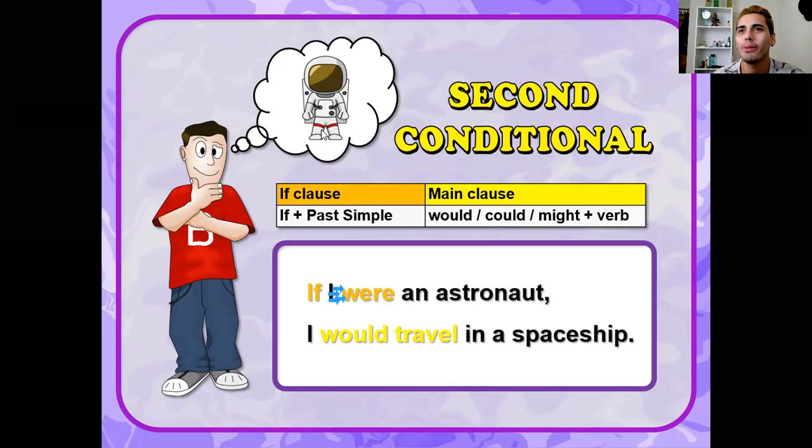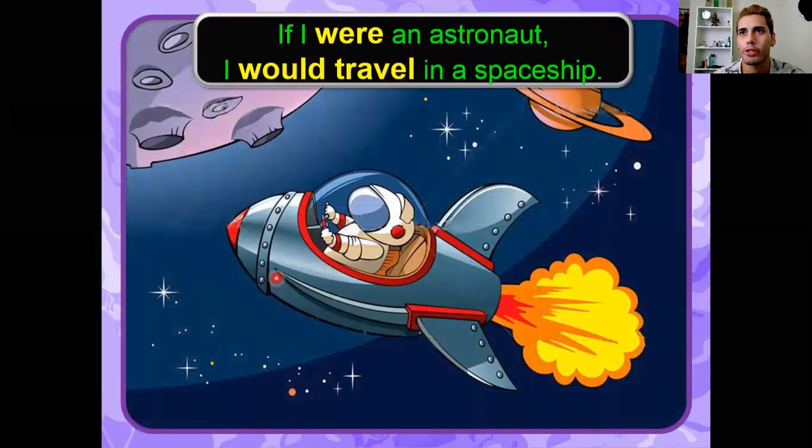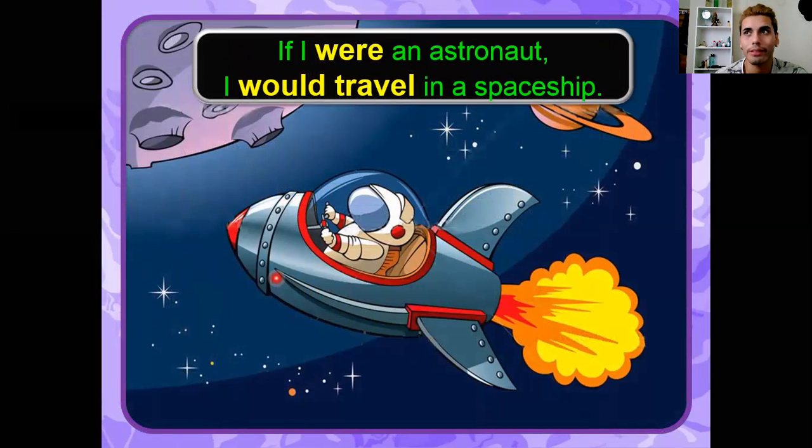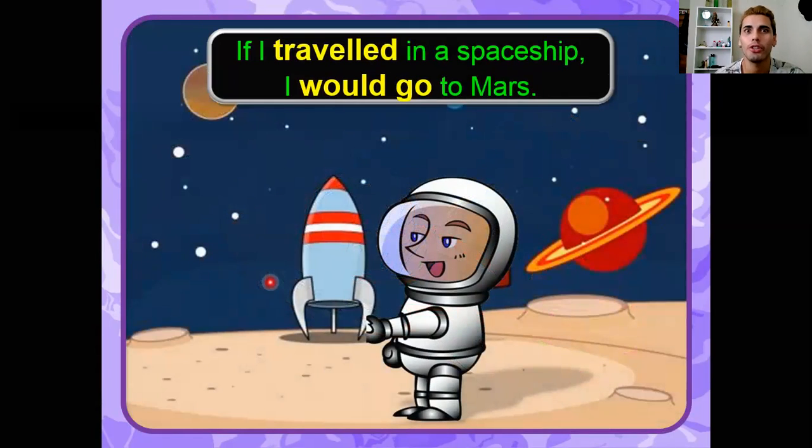All right, so let's move on. Let's move forward to the next part, which is the examples. Okay, so let's see a couple of examples. Look at this beautiful picture. If I were an astronaut, I would travel in a spaceship. Well, this is the same example we used before, but in this case, you can see a beautiful picture, which makes you believe that you are an actual astronaut. Okay, the second example is if I traveled in a spaceship, I would go to Mars.